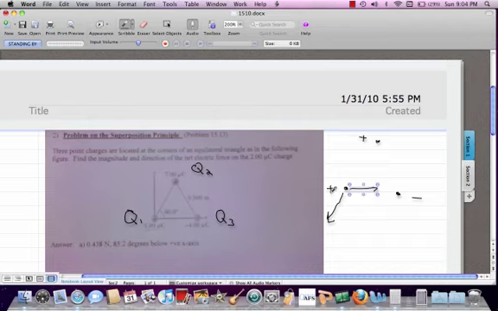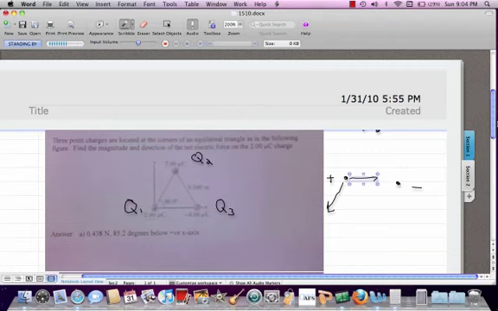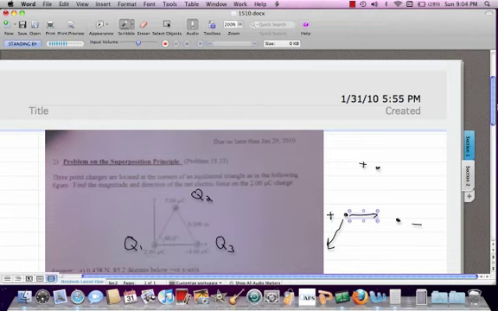Notice that this force right here has an x component and a y component, whereas this force right here only has an x component. So we have to use the superposition principle, meaning that the force on charge Q1 is the sum of the force on Q1 due to Q2 plus the force on Q1 due to Q3. So the force on 1 is equal to the force on 1 due to 2 plus the force on 1 due to 3.